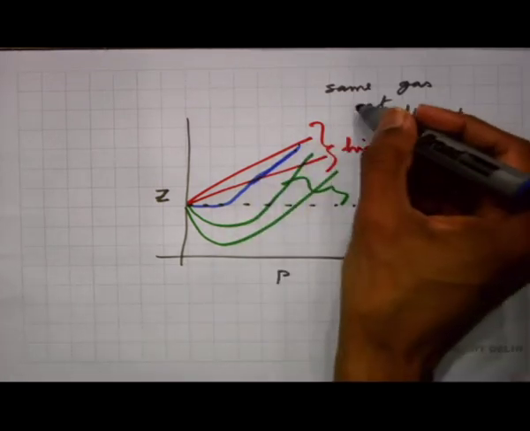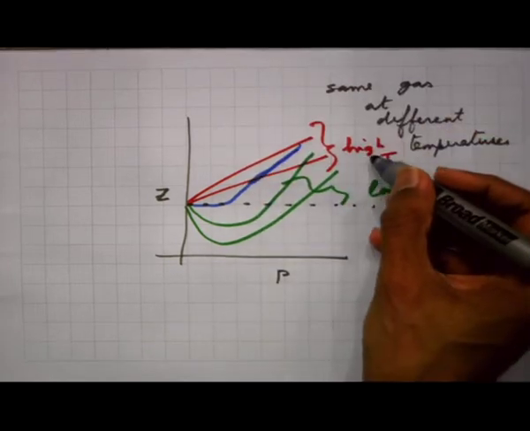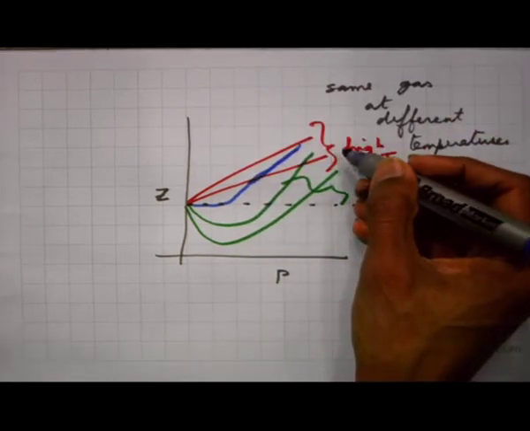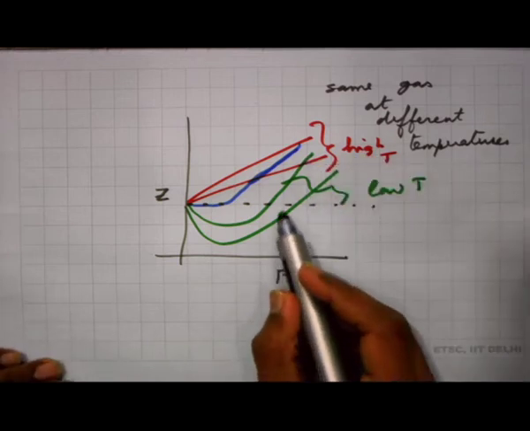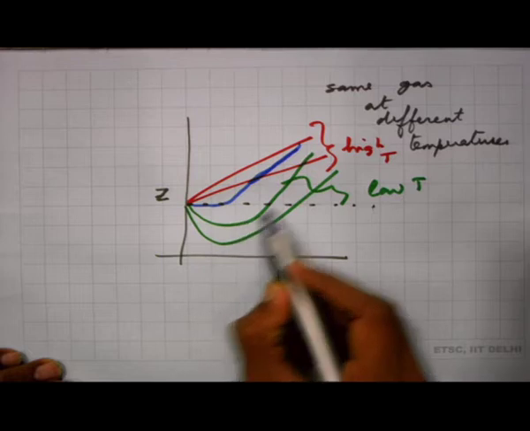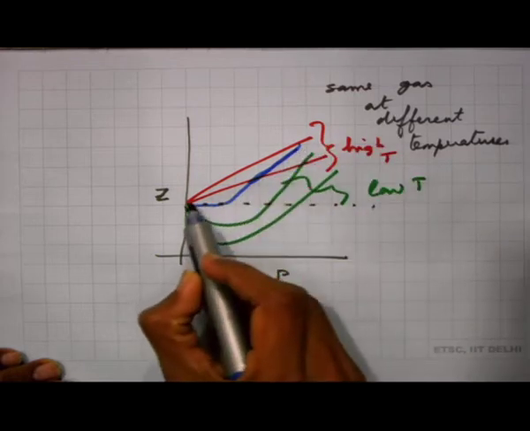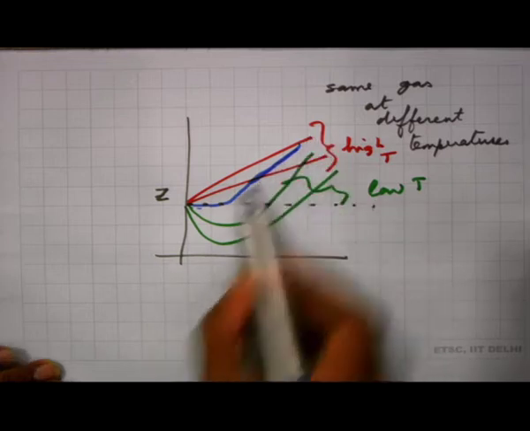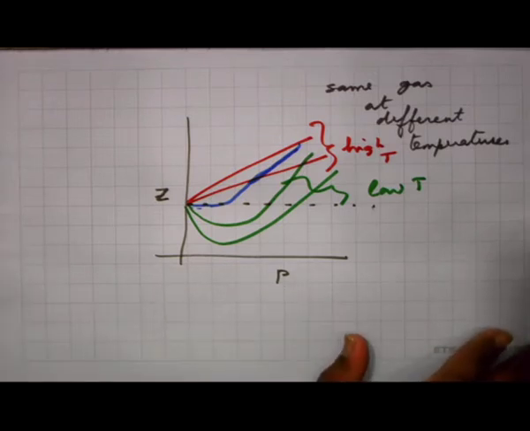So, I am looking at the same gas at 3 different sets of temperatures: high T, which I have represented in red, where Z is always greater than 1, low T, where it goes less than 1 and then increases, and then some temperature over which Z is equal to 1 for a reasonably large range of pressures. So, this is the kind of behavior that one observes. So, this is the experimental observation.